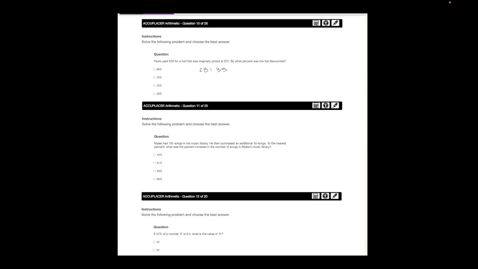Let's fix that 5. And that's going to give us 0.8. So we know that he paid 0.8 of the full price, or in other words, that's just 80% of the full price that he paid. So if we do 100 minus 80, that means he was discounted 20%. And that is our answer.